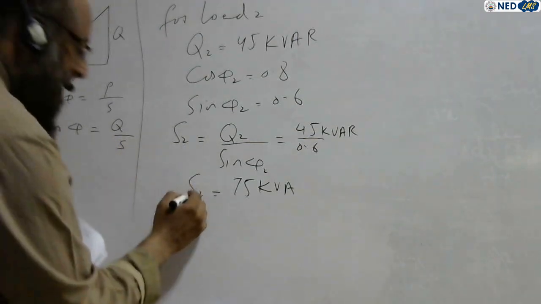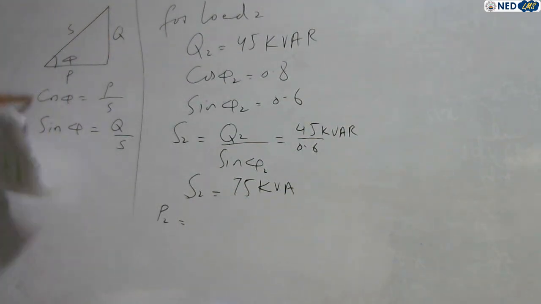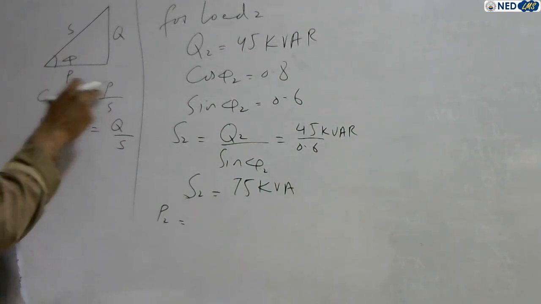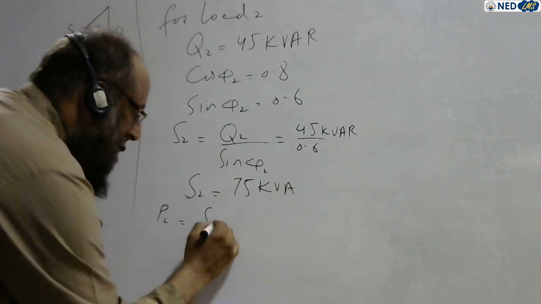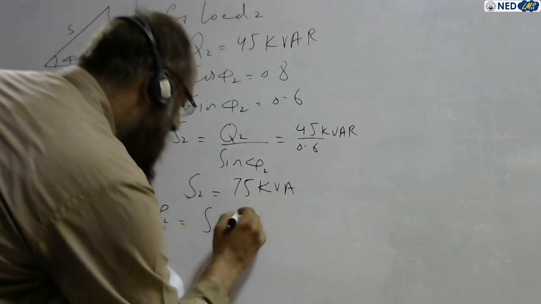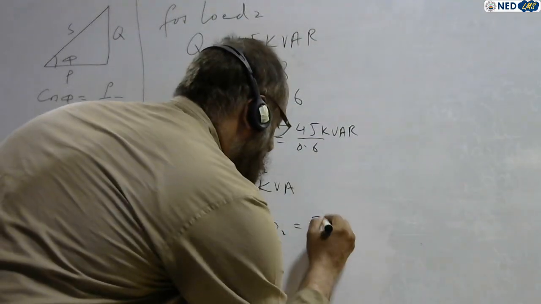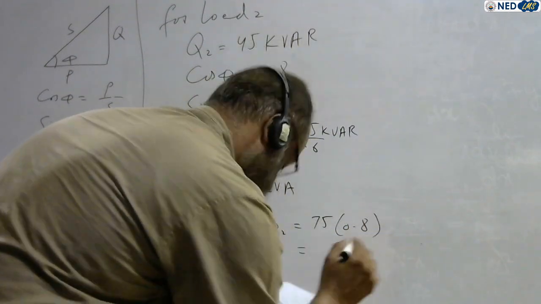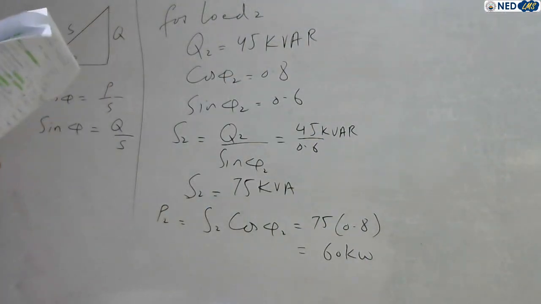So how do you calculate the active power of load 2? You need to just use these relationships. See, if you multiply apparent power by cos phi, you will get active power. So in similar fashion, P2 is equal to S2, that is apparent power, times cos phi 2, right? So put the values, 75 into 0.8. So you got 60 kilowatt.